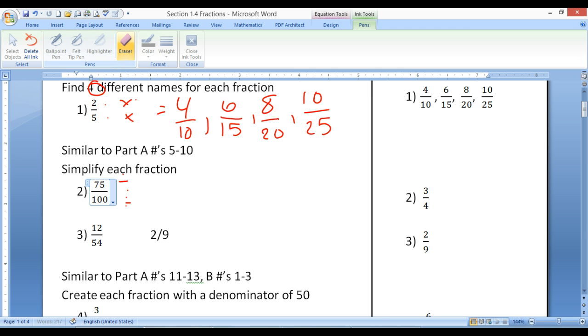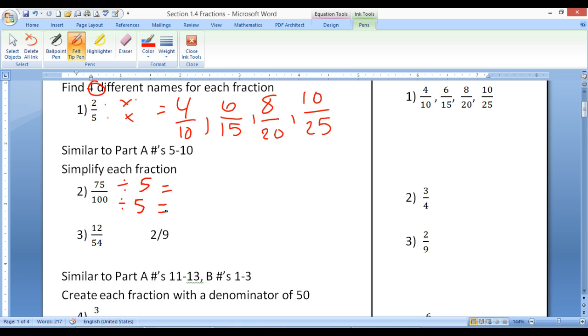So if you weren't comfortable with dividing by 25 right off the bat, you could go ahead and divide by several things. So let's say I see that 75 ends with a 5 and 100 ends with a 0. So I know both of those are divisible by 5 because if it ends with a 5 or a 0, it's divisible by 5. So I'm going to go ahead and say, okay, divide this by 5 and divide this by 5.